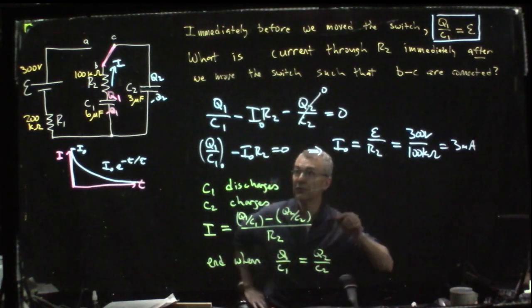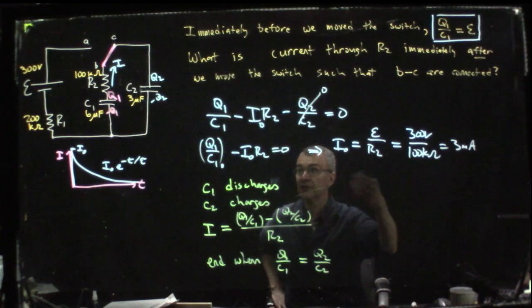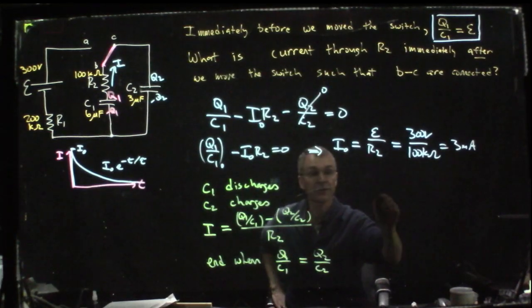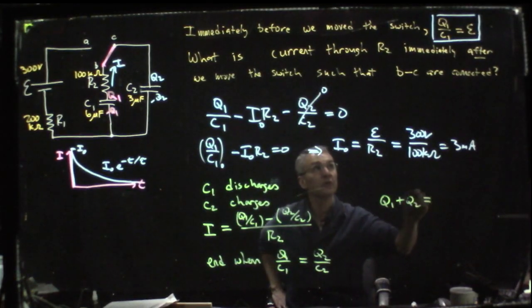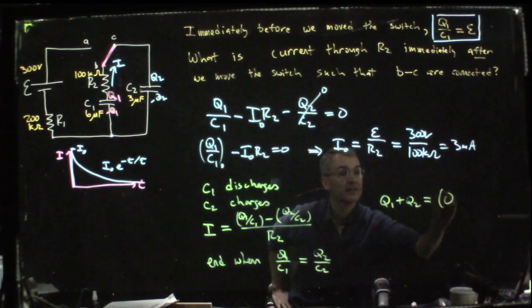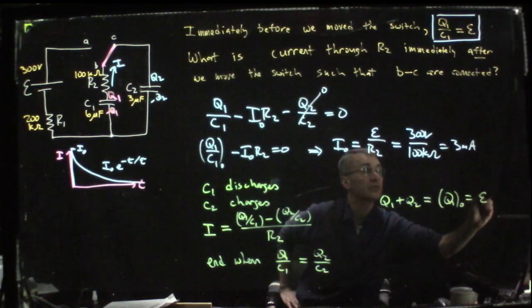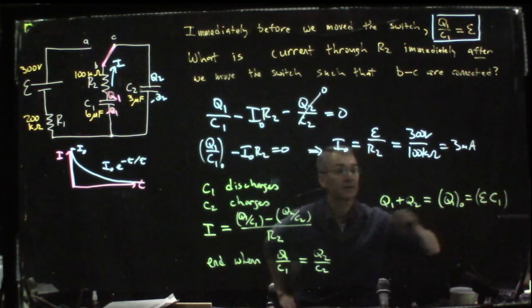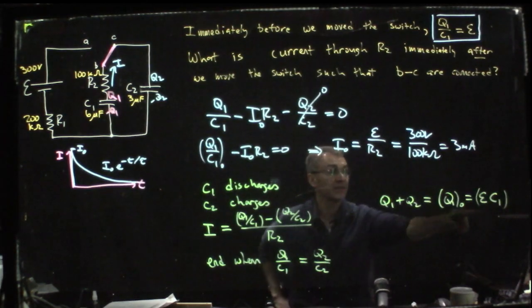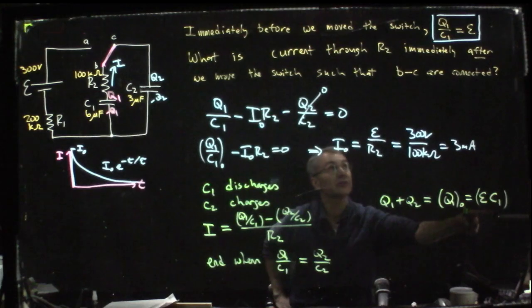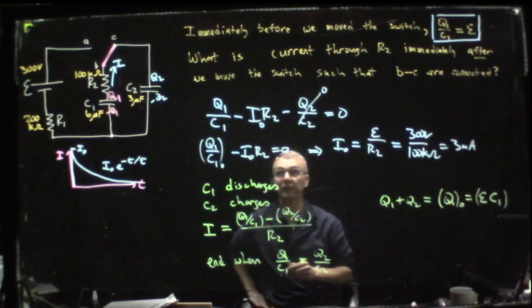But meanwhile, we know that all along, the charge has to be constant. The total charge is not disappearing. So we know that Q1 plus Q2 equals the initial charge on capacitor 1. I could call that Q1 at time 0, but that's basically the same thing as the battery voltage times C1. This is just the charge that we started out with on capacitor 1 before we closed the switch.